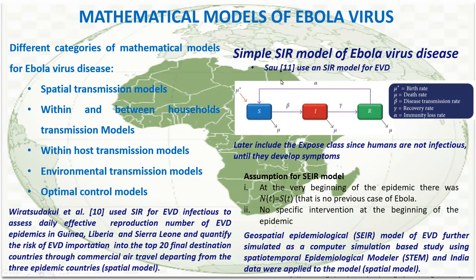Then after them, reference 11 also considered an SIR model for Ebola. Later, they included the exposed class, since we had seen that infected humans are not infectious until they develop symptoms. So they included the exposed class in order to see the dynamics of Ebola virus disease, with the assumption that at the beginning of the epidemic, the total number of people in the population is equal to the total number of people that is sustainable, meaning there were no previous Ebola cases in that population, and also no intervention at the beginning. This is also helpful in calculating the basic reproduction number of Ebola virus in that particular region.